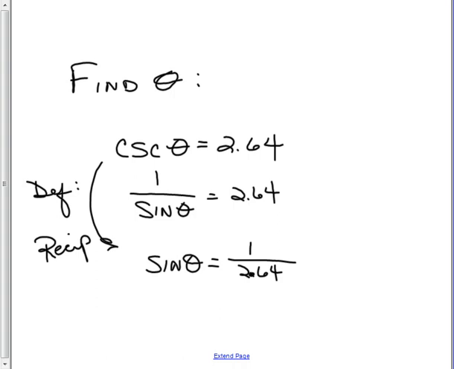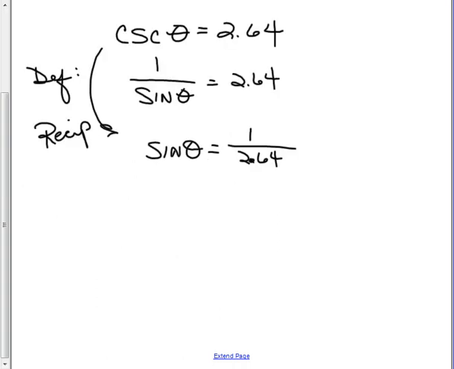Since it's sine, I flipped the fraction back over to sine. It's exactly the same as that chart of the six. Cosine, exactly the same. So we're looking for the angles, so we're going to do an inverse sine.